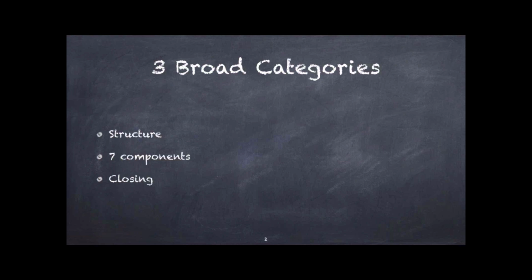All right. The Declaration can be broken down into 3 broader categories. The first category is how it's structured. There's 7 components, and then the closing. 3 broad categories that these 9 concepts fit into. So, we're looking at the universal, the big picture of the document. It is split up into 3 categories.